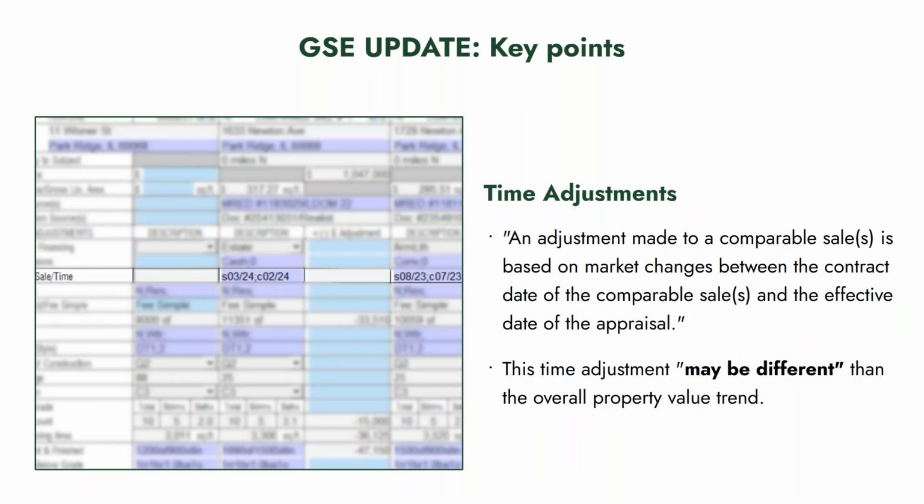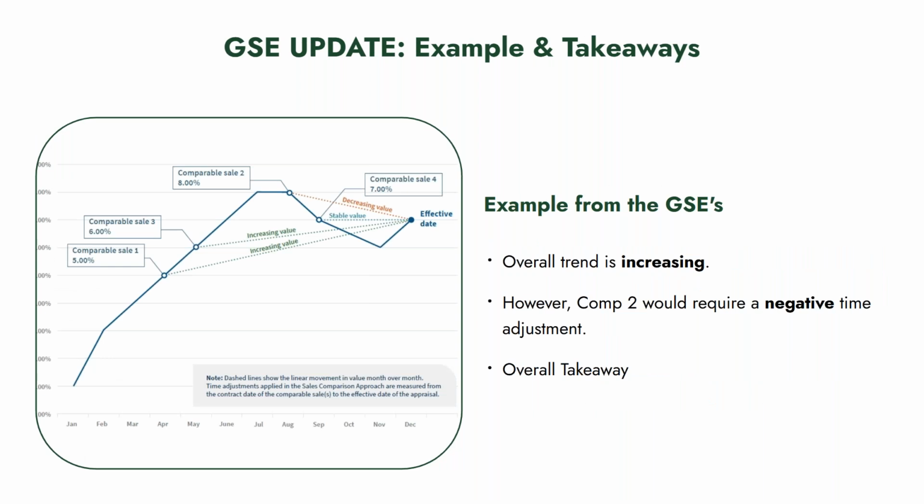Now, when it comes to time adjustments to individual comps, it's a different story. So they say here that an adjustment made to a comparable sale is based on market changes between the contract date of the comparable sale and the effective date of the appraisal. This time adjustment may be different, that's the key part, than the overall property value trend. So you might say, well, what's going on there? Let's look at the chart that they provide.